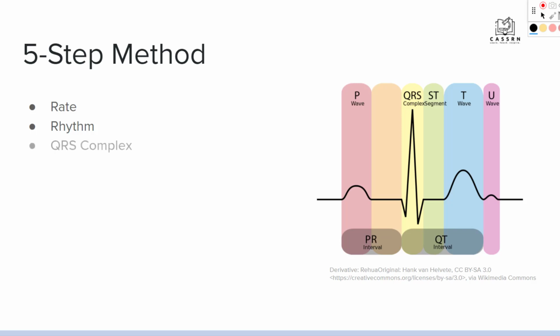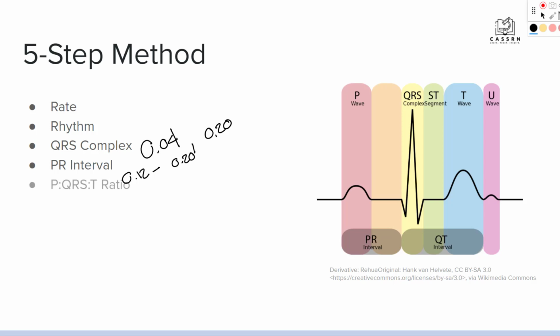Then next up, you've got the QRS complex, and this should measure less than 0.12 seconds. You get this number by counting the small squares, and remember that each small square is 0.04 seconds, and each big square is 0.20 seconds. Then you've got your PR interval, which should measure between 0.12 and 0.20 seconds. And then you want to check your P, QRS to T ratio, in that you should have 1 of each of these for each heartbeat.